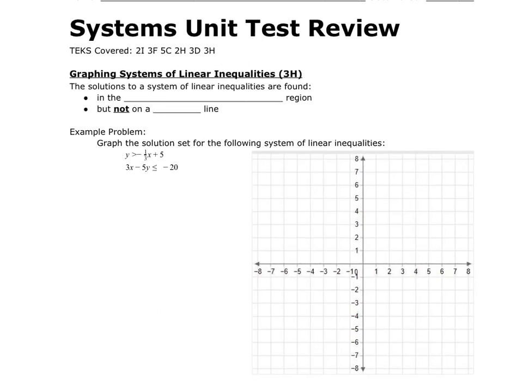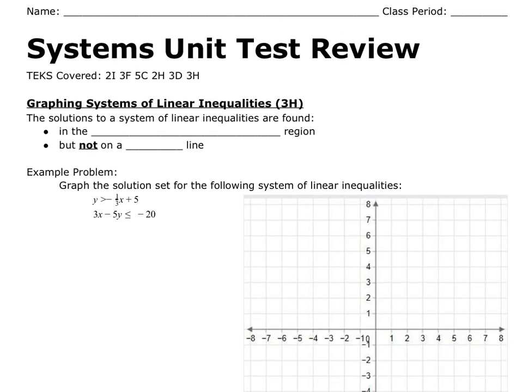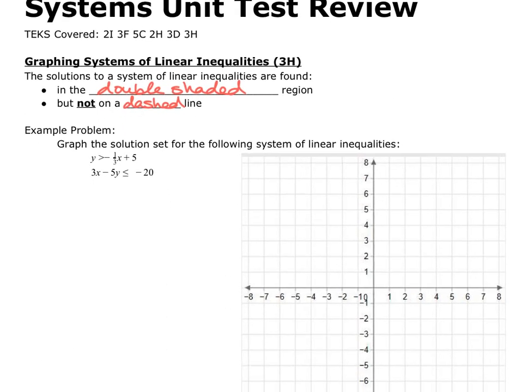So we are starting at the end actually. We're going to start by graphing systems of linear inequalities. Remember, the solution to a system of linear inequalities, which means two linear inequalities, is in the double shaded region, but not on a dashed line. Doesn't matter which line is dashed, it cannot be on that dashed line, but it has to be in the double shaded region, the one where the two colors overlap.